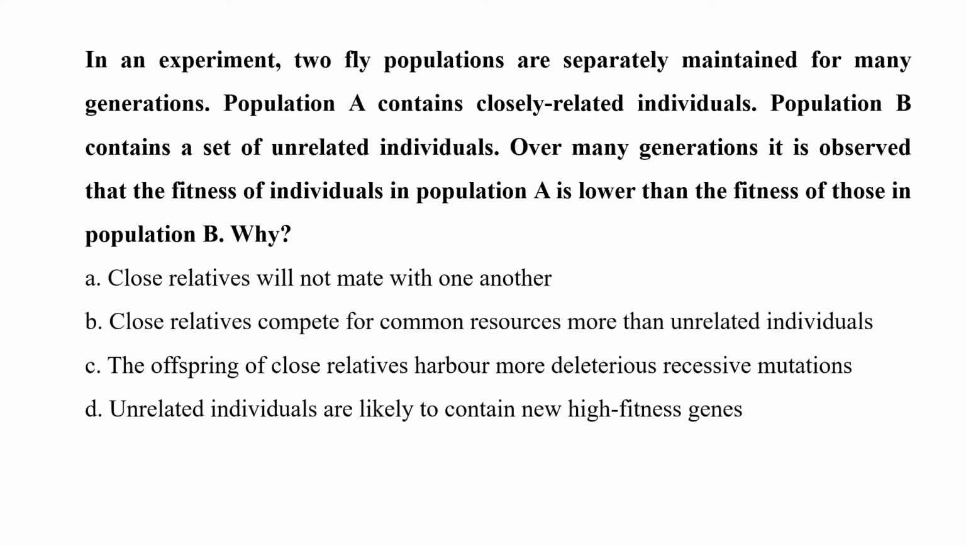Now, both the populations are maintained separately, so they do not interact. This is called a bottleneck effect. Population A has closely related individuals which have to mate amongst themselves. Thus, more deleterious mutations are observed in that population due to inbreeding depression, which leads to reduced fitness. So, the correct answer is option C.